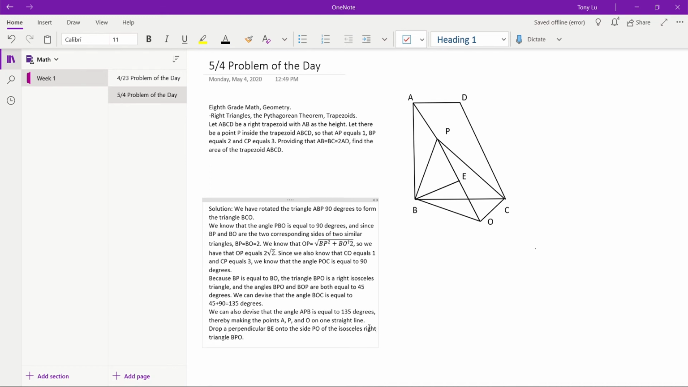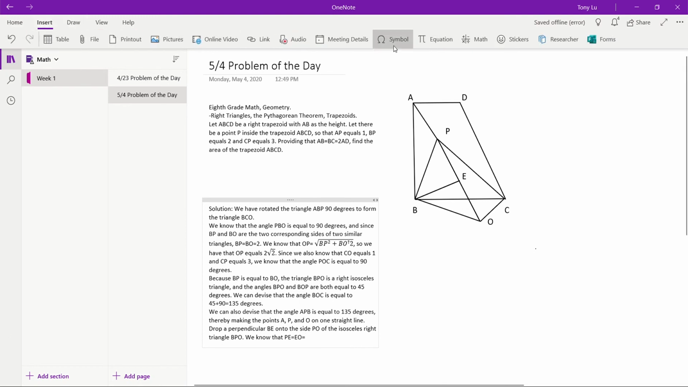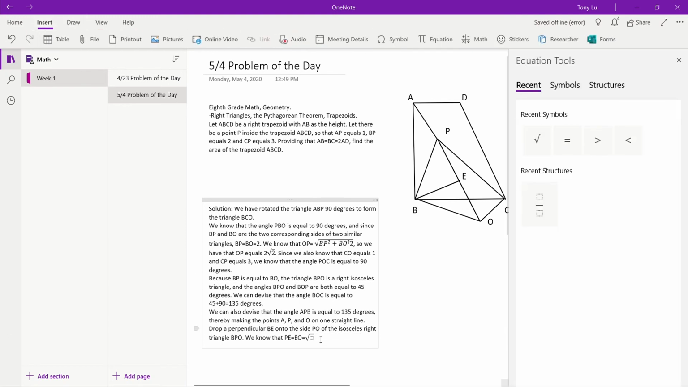So now you kind of know where I'm headed, because we know that PE equals EO. And since PO equals 2 times the square root of 2, as we proved earlier, we know that PE equals EO, and they're both equal to the square root of 2.